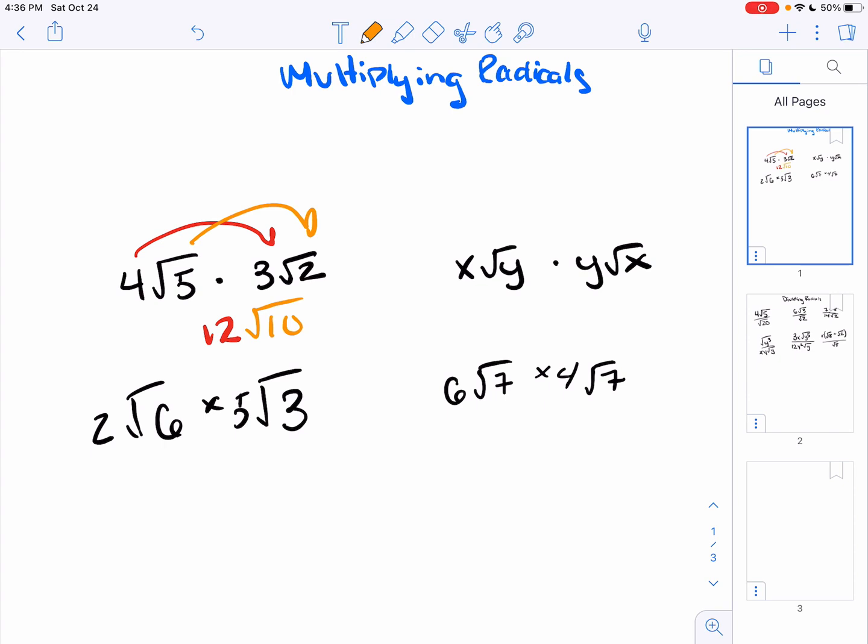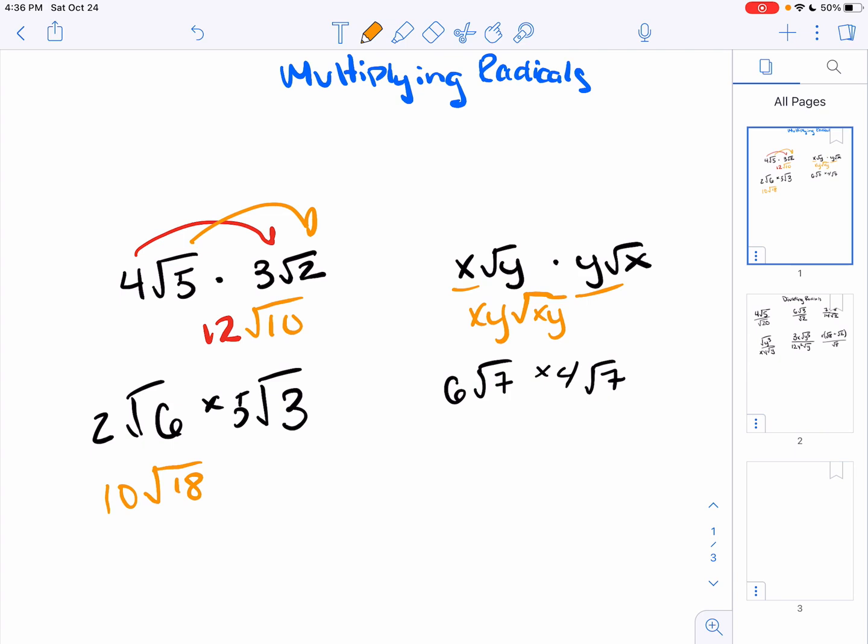So when we have variables, it's the same way. So we multiply on the outside, x times y, xy. On the inside, I have y and x. Y times x is also xy. That one's done. So now the next one, it's the same thing. It'll be 10 radical 18.